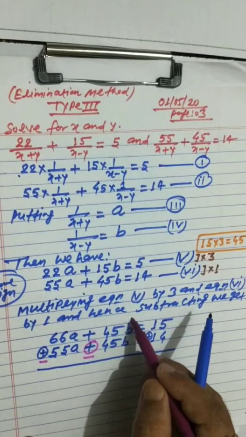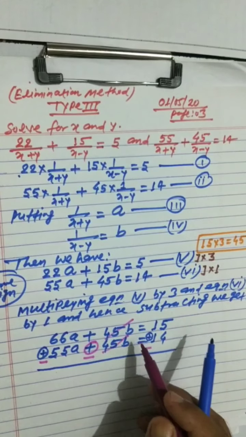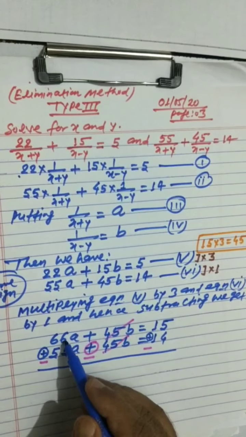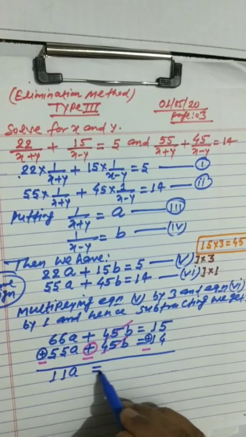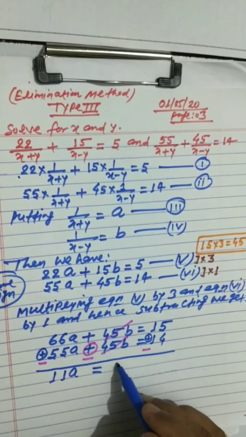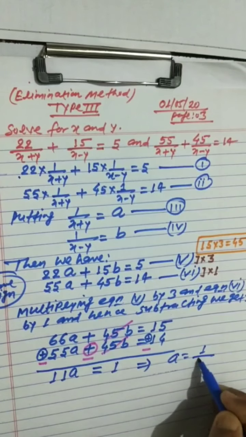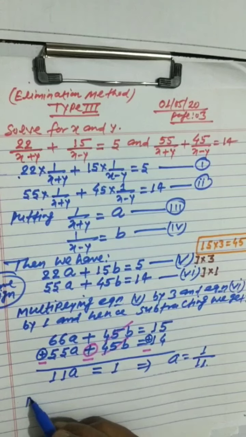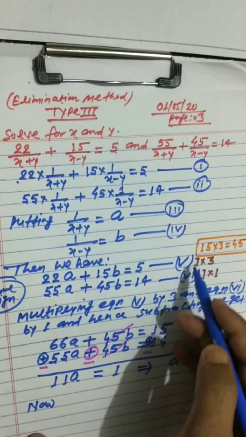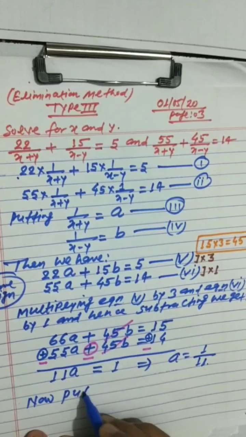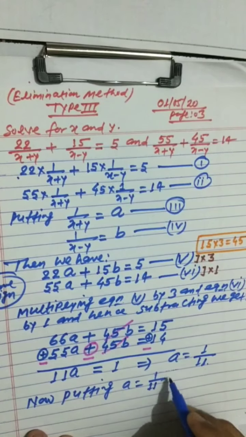Now 45b plus and 45b minus will be cancelled, so we have eliminated b, and now you have to subtract: 6 minus 5 will be 1, and a is there, so it will remain the same, and 15 minus 14 will be 1. This implies that your a will be equal to 1 upon 11. Now you have to put the value of a in either equation 5th or equation 6th. So put the value of a, 1 by 11, in equation 5th.